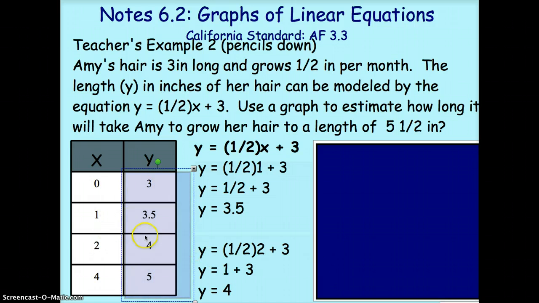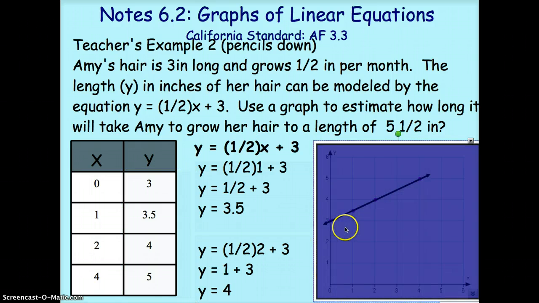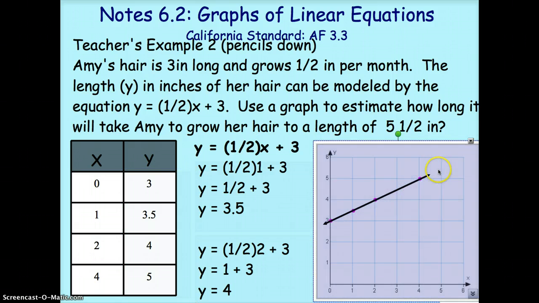So notice I haven't found out how long yet. In 0 months it's 3 inches long, and after 1 month it's 3½. I haven't found the length of 5½ inches, but when I graph it, I can see that if I keep going with my graph, I'll reach 5½ inches right here at 5 months. So my answer would be, it will take 5 months for Amy to grow her hair to a length of 5½ inches.